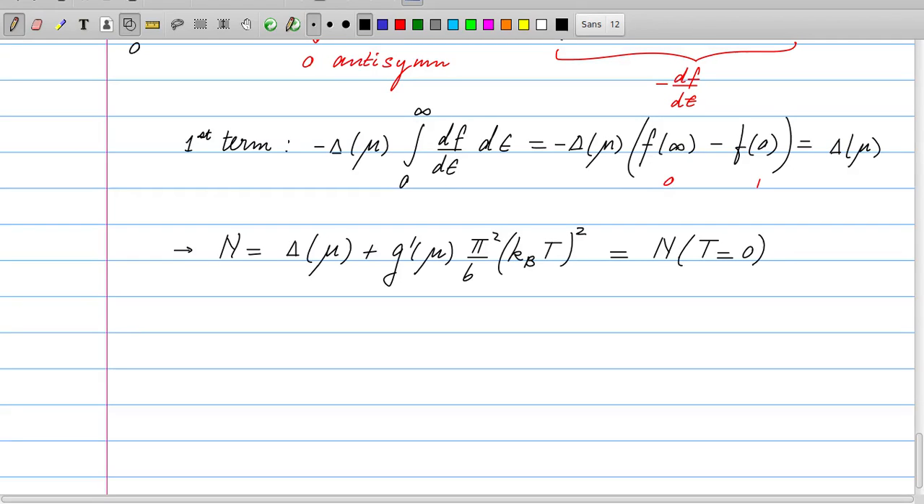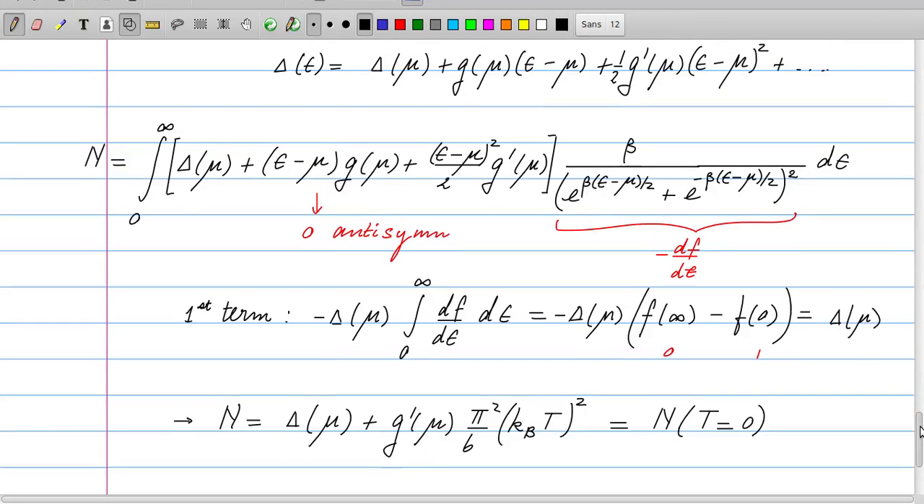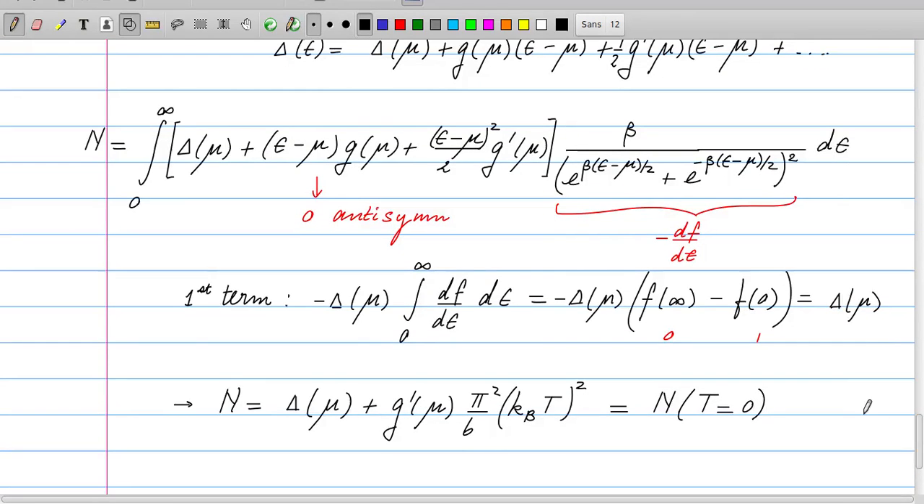So we can write the result for the number of particles as delta mu plus the remaining term of the integral, where I've used the fact that the integral of epsilon minus mu squared divided by this denominator, an integral that we have met before, gives me a pi squared over 3, and together with this 2 here in the denominator, I obtain g primed mu, pi squared over 6 from the integral, and then from the beta I have kbt squared.